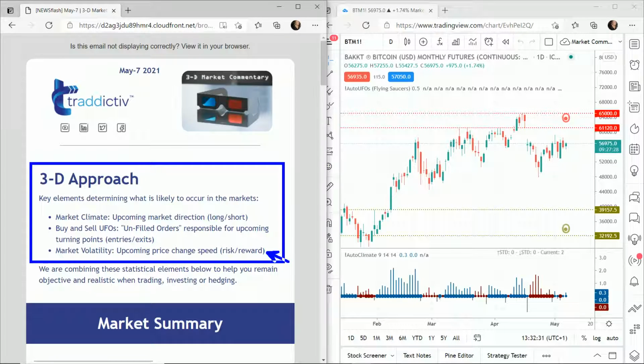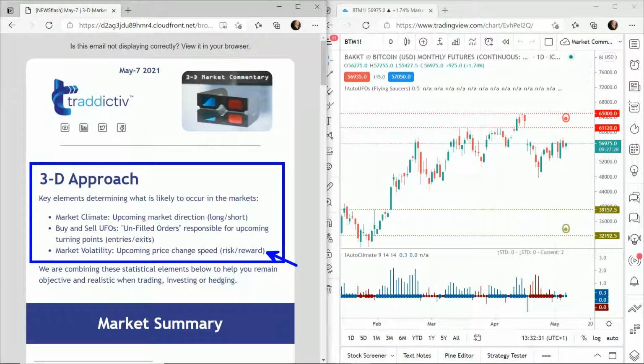And then we want to know market volatility. Market volatility helps us understand risk to reward. If volatility, which essentially means how quickly something moves, is high, then oftentimes risk is high, which can also mean that reward is higher. If there's not a lot of volatility, it doesn't move very much, then the risk is lower, but the reward can also be lower. So we'll understand each of these three elements per market.